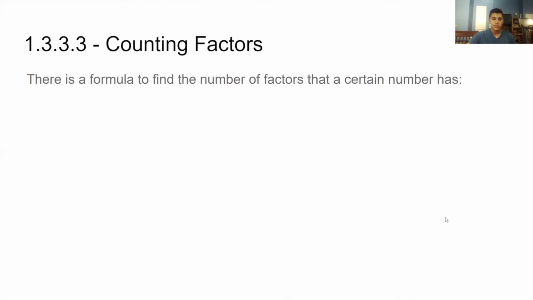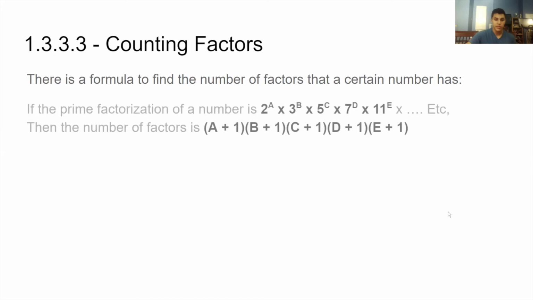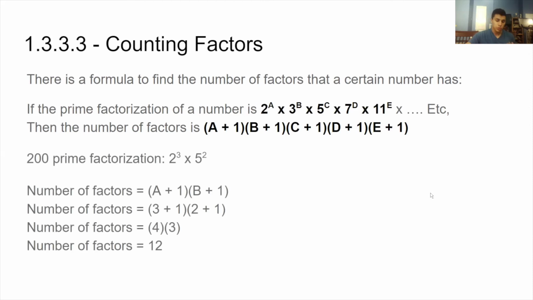So next we talked about how to count factors, and we actually talked about a formula to count the number of factors, which is a plus 1 times b plus 1 times c plus 1 and so on, if a, b, c, and so on are your different exponents of your prime factors. And then in order to explain it further, we used an example where we found 200's prime factorization and substituted in 3 and 2, which are our exponents, into the equation, simplified the equation, and found that 200 has 12 factors.